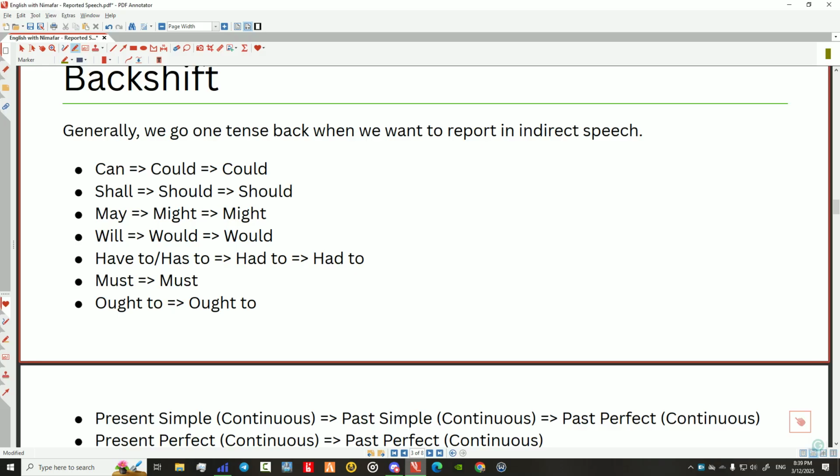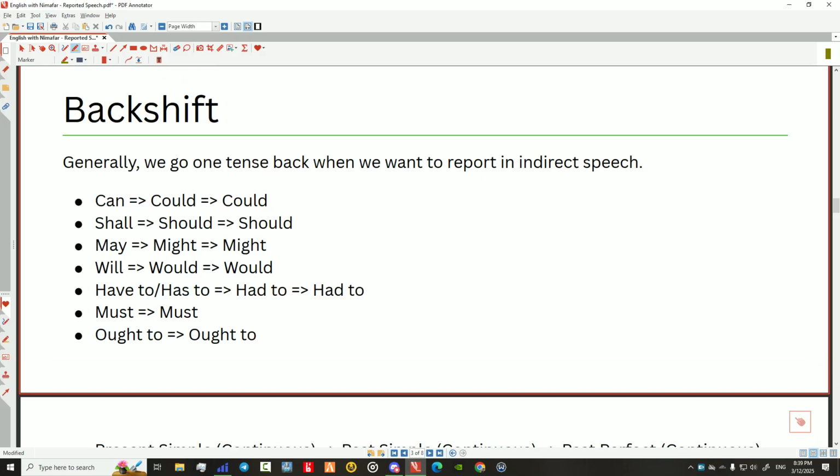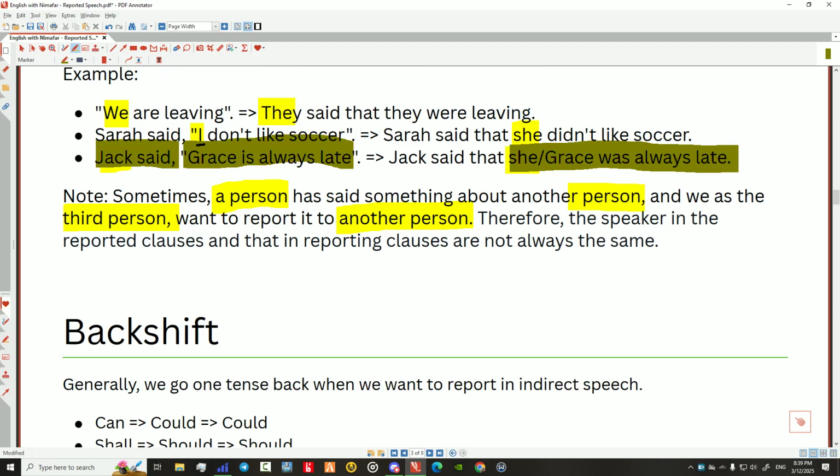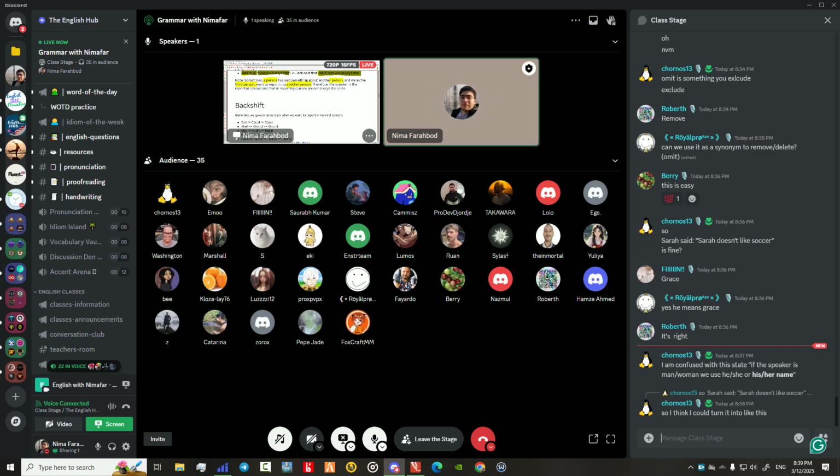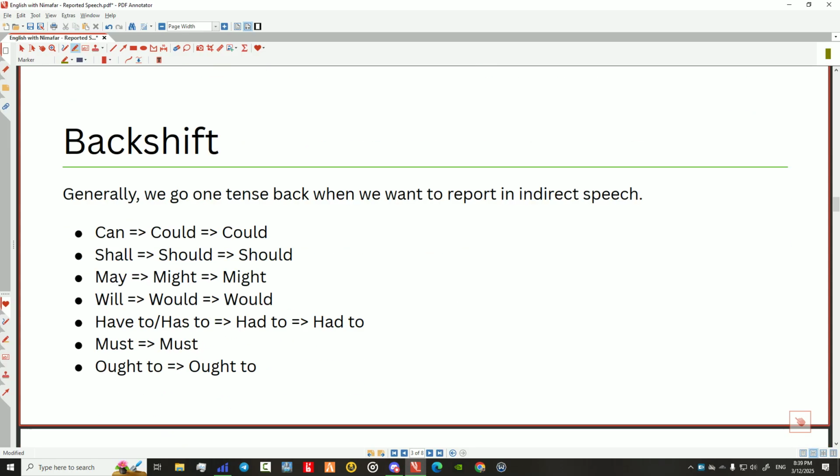But sometimes you're talking about another person. Like Jack said Grace. Here we can use Grace because if you say she, you mean who is she? And maybe you think Jack is a girl, so it's not possible, so it's a mistake. No. Jack said she, that girl, whose name is Grace. And it depends on the context. It depends on the topic, the situation you have.